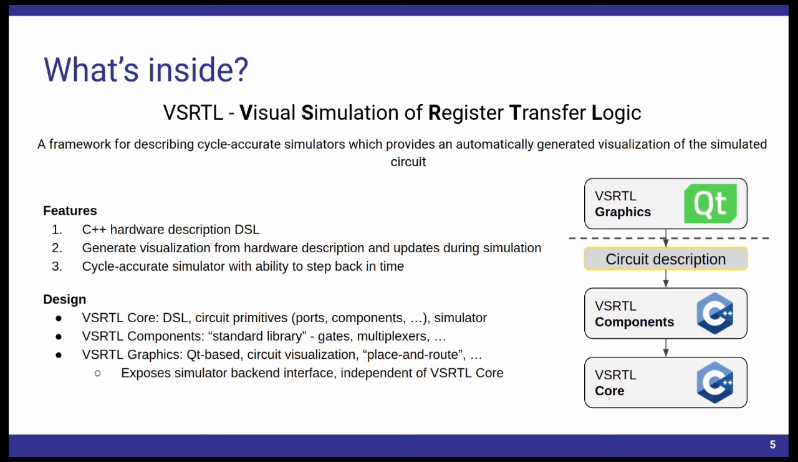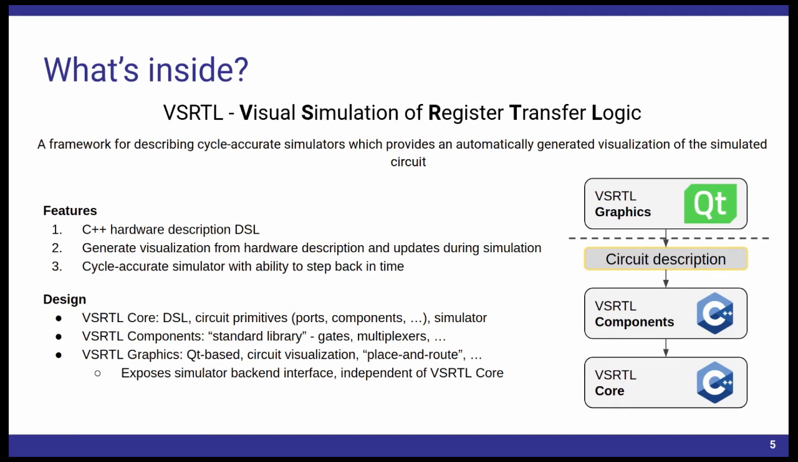Finally, there is the graphics library, which is based on Qt. The graphics library expects an underlying simulator to implement an interface that allows us to traverse a circuit, receive state change signals from a circuit, and so forth. This means that the graphics library is fully independent of VSRTL Core, which is an intentional design decision that allows us to add other simulator backends.